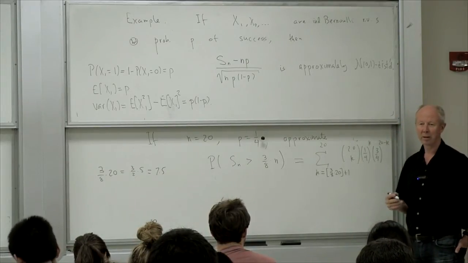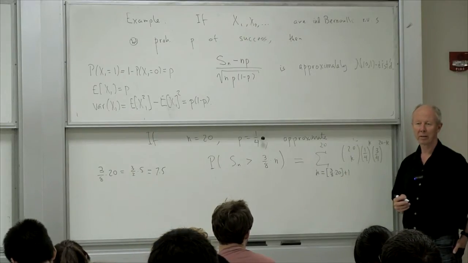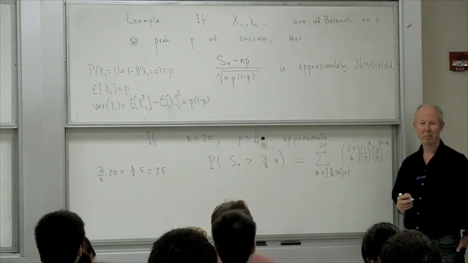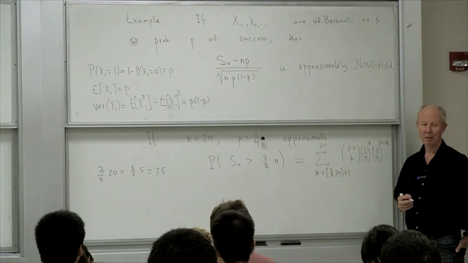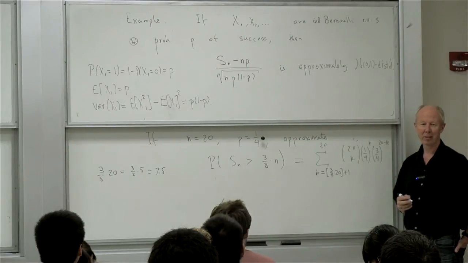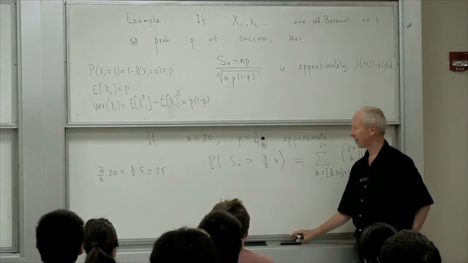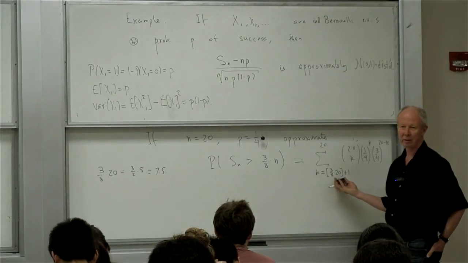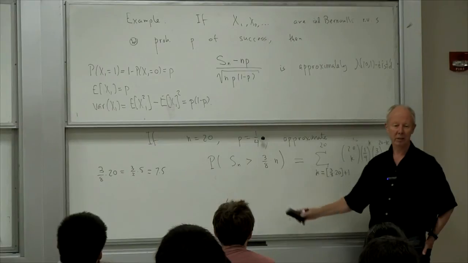Now that's not impossible. Can you do it before the break, do you think? We have 12 minutes till break time. Maybe if you had a calculator. If you don't have a calculator, no. Okay? But the central limit theorem says we don't have to compute this. It says we should approximate this by a normal instead.